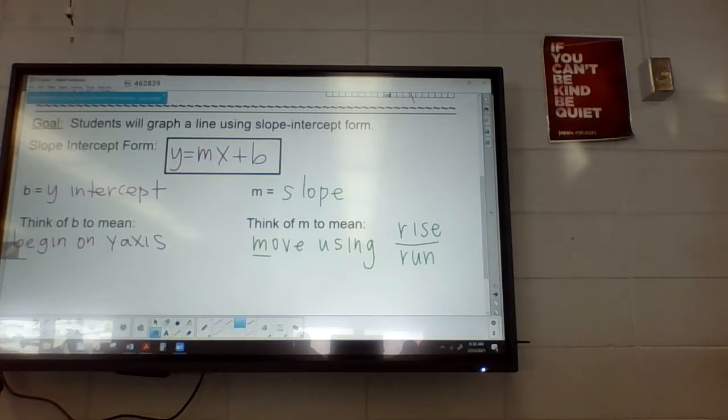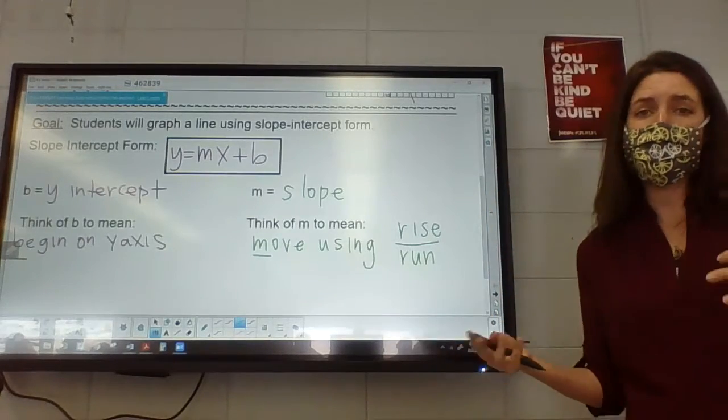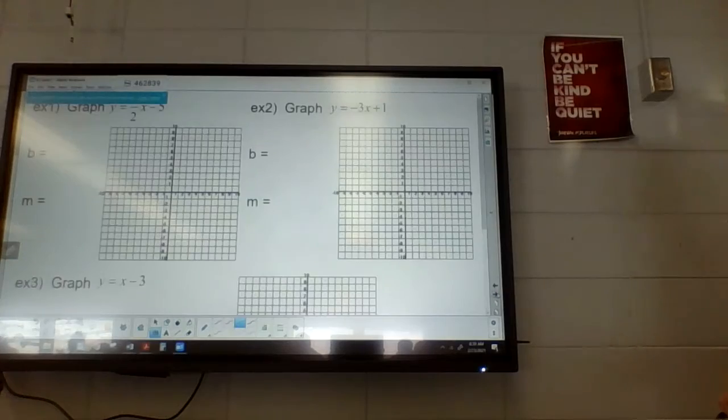I'm going to show you guys that graphing really doesn't need to be very hard if it's in this form. If it's already in this form for you, you're going to be glad, and you're probably going to like graphing this way because it goes pretty quickly. It's a lot easier than using a table of values.